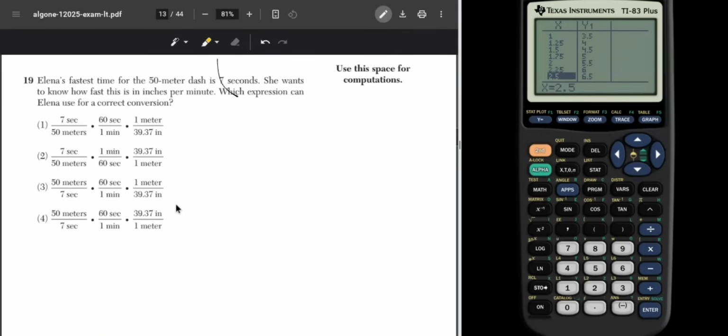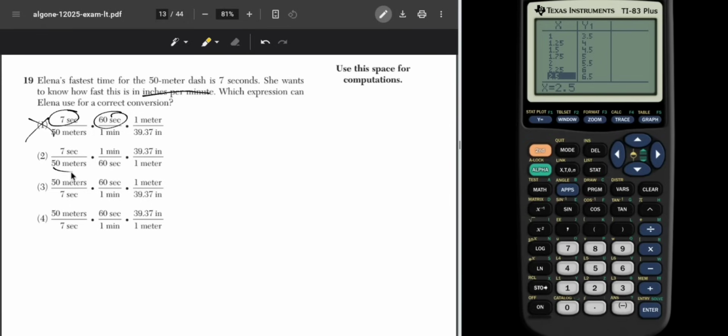Question 19 says, Elena's fastest time for the 50-meter dash is 7 seconds. She wants to know how fast this is in inches per minute. Which expression can Elena use for correct conversion? First thing I want you to do is to look at your answer choices. So we cannot cancel out the same units if they're in the same position. So if, for example, in answer choice 1, they're all in the same position. My seconds is on top, my seconds is on top. That can't work. I'm going to eliminate that answer choice.